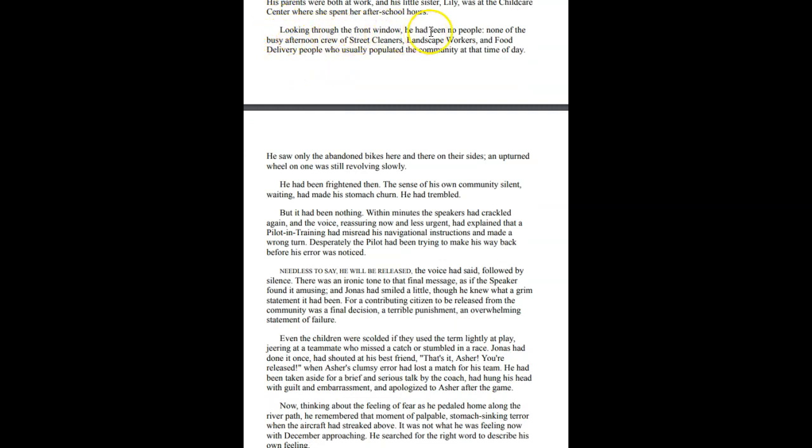Looking through the front window, he had seen no people, none of the busy afternoon crew of street cleaners, landscape workers, and food delivery people who usually populated the community at that time of day.